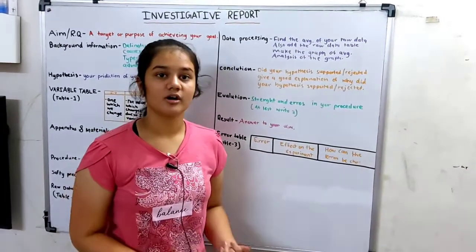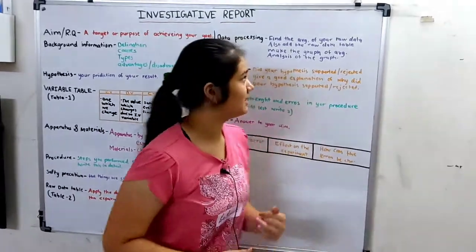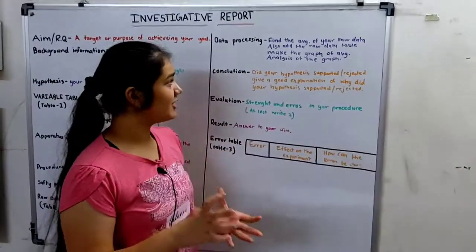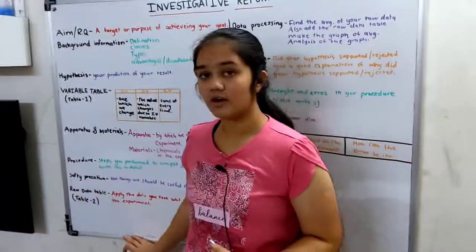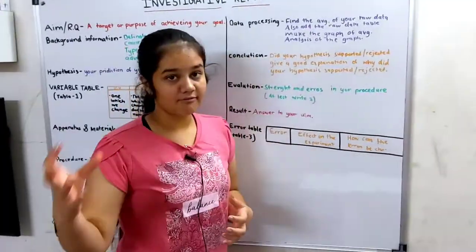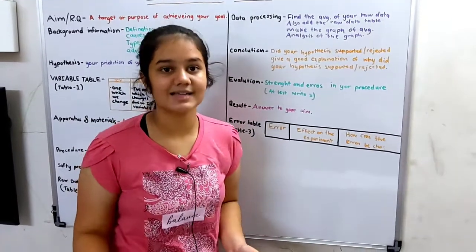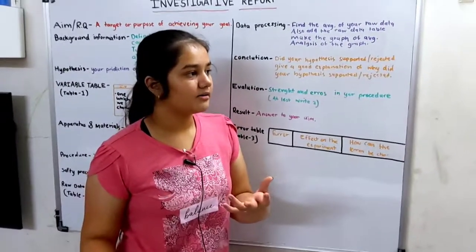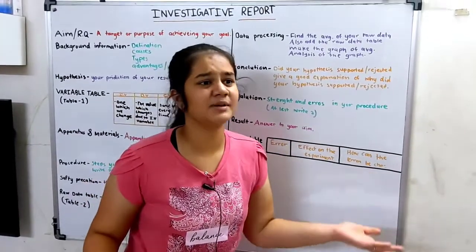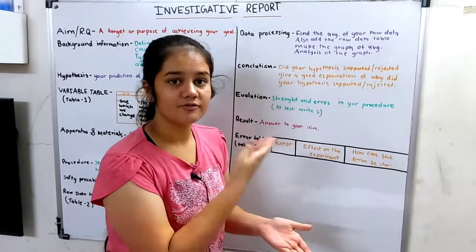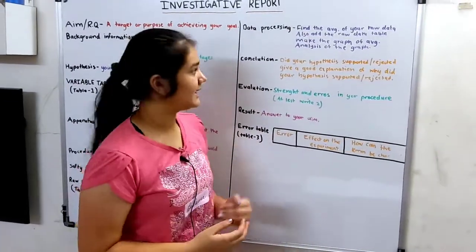You just write your raw data when you are conducting your experiment. Then comes data processing. Find the average of your raw data. So here you have a raw data table. You find the averages of the amount. For example, the 150 ml glass could be around 6 minutes 24 seconds. So you find the average and then calculate it.